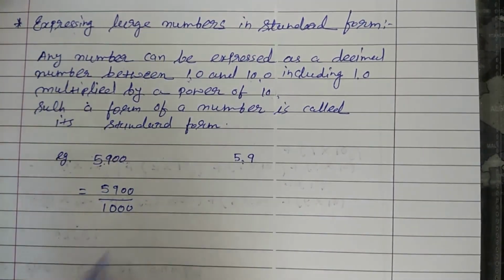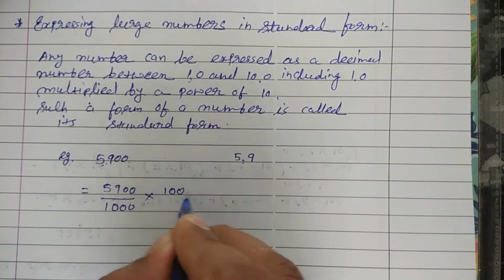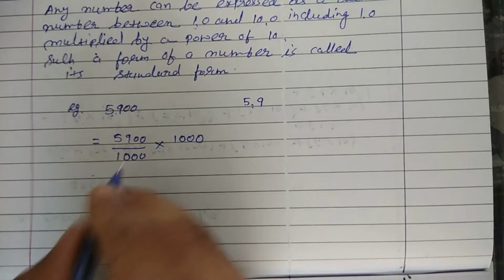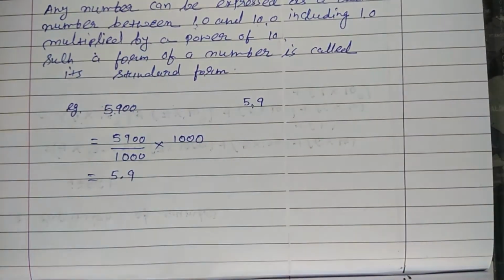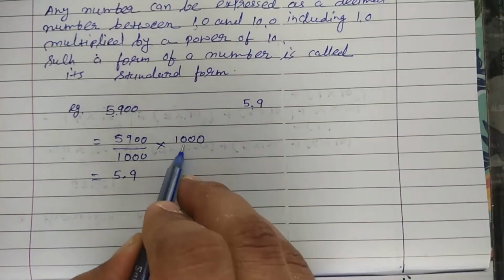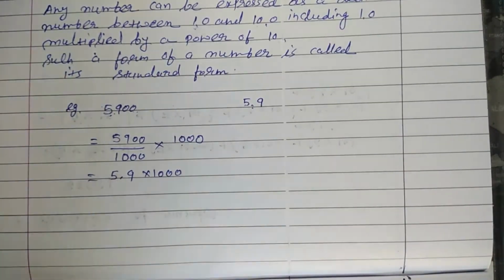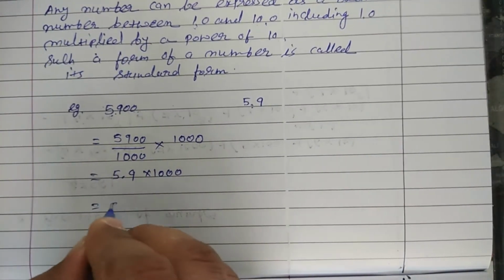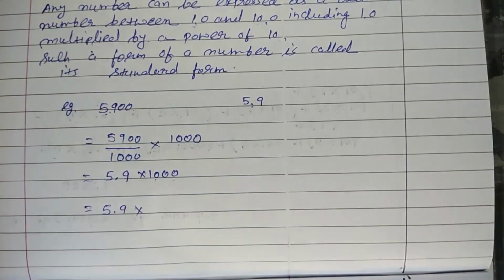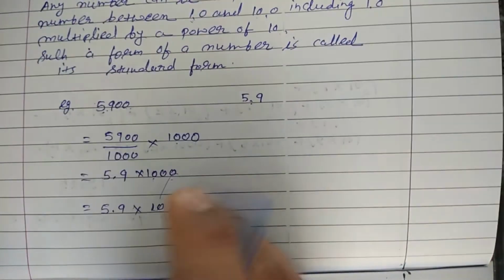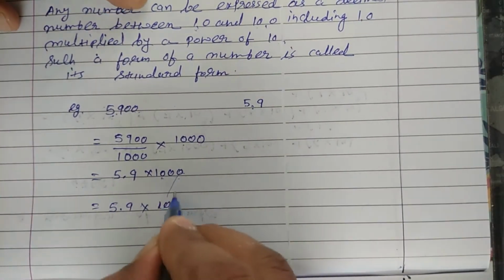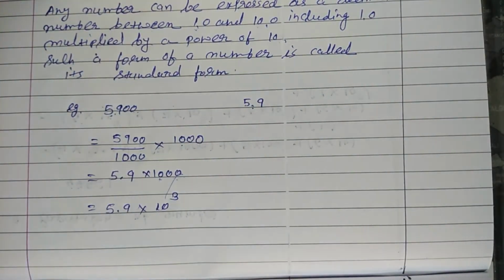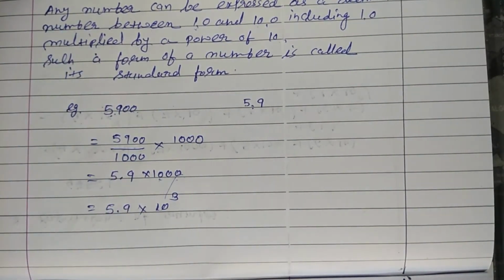So whatever we are dividing by, we have to multiply in the numerator, that is 1000. So what is the division of this? It is 5.9. After the 0 we do not have to write, it is 5.9. So we got 5.9, but here 1000 is also there. That is equal to, as we learned in expansion form, for 1000 we can write 10 raised to the power of, how many zeros are there? It is 3. So this is called the standard form of the number 5900. That is 5.9 multiplied by 10 raised to the power of 3, or 10 cubed.